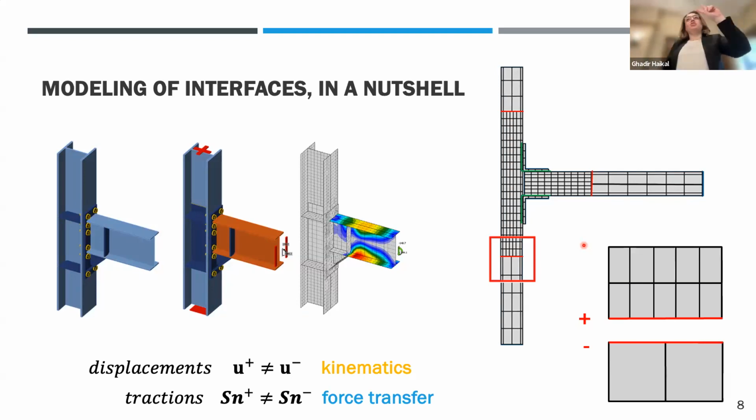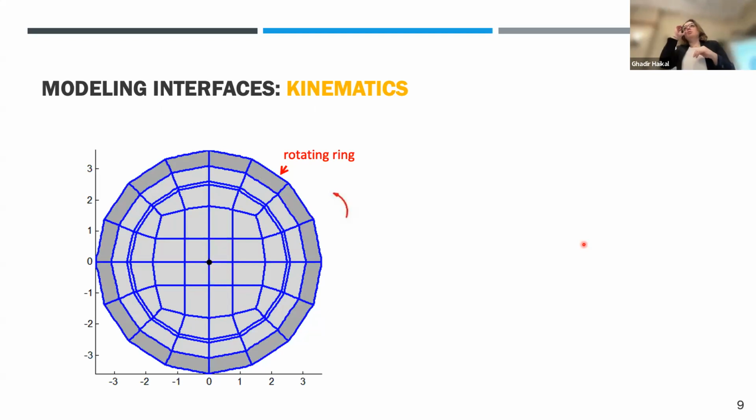So there are two features here to modeling the interface, the displacement component and the stress component. And I'll talk about each of these separately. First, the displacement component. Why is this an issue?